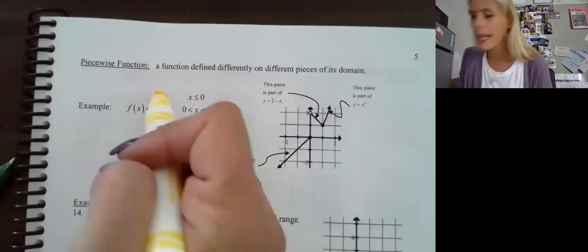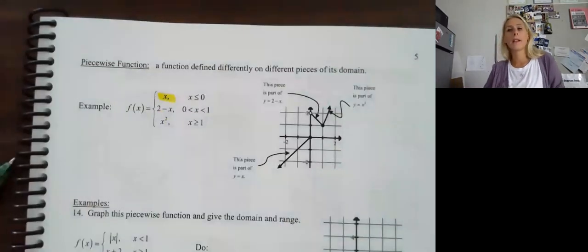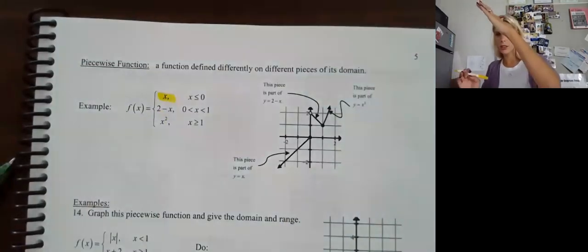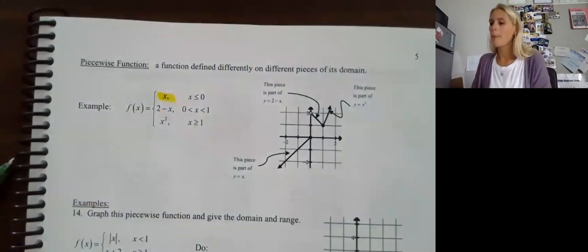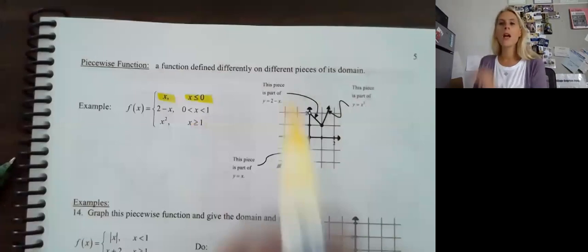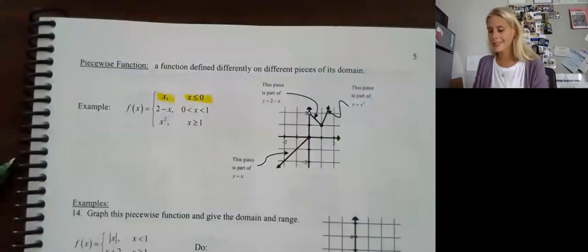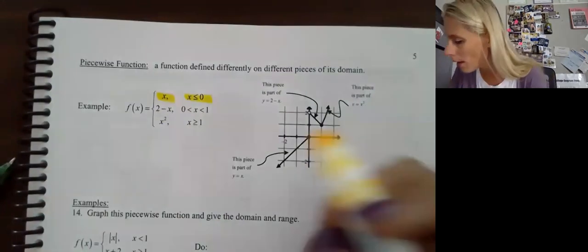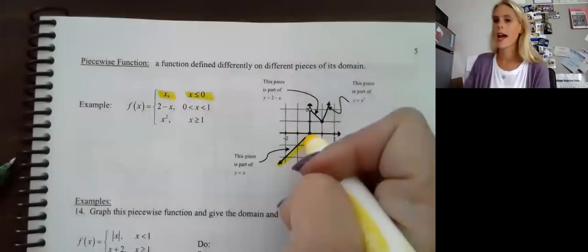So we're able to graph the line x, right? It's just our diagonal line. But I only want that piece of graph to be between negative infinity and 0. And I need it to include 0, so it's going to be filled in. So that's where that comes in.